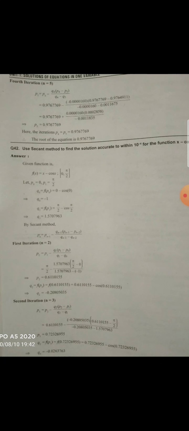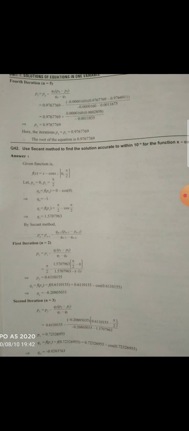Here q0 is equal to f of p0 is equal to 0 minus cos 0 is equal to 0 minus 1, which is equal to minus 1. Therefore q0 is equal to minus 1. Next we will find out q1.